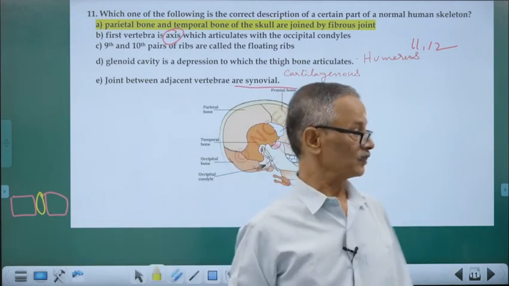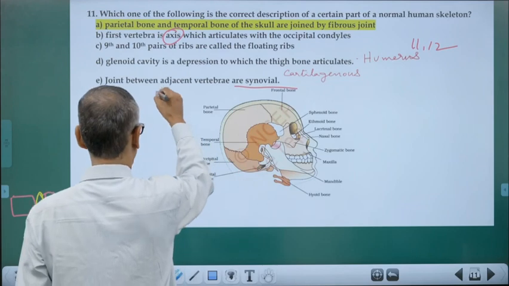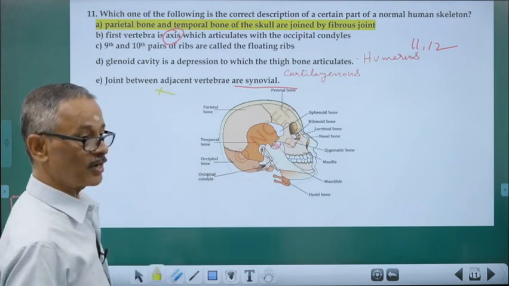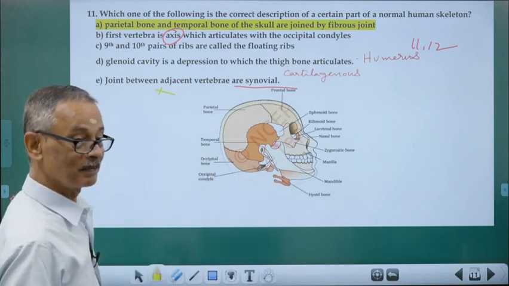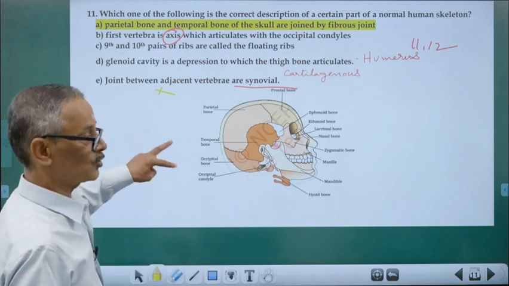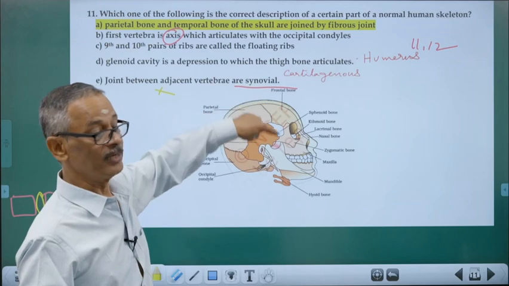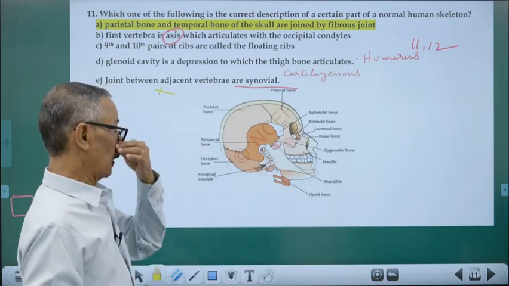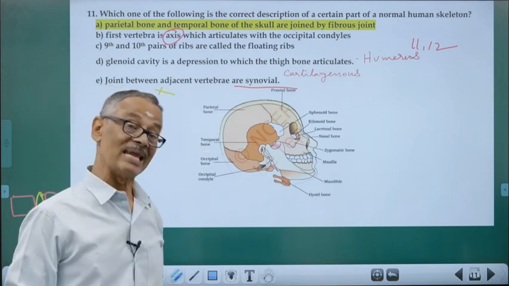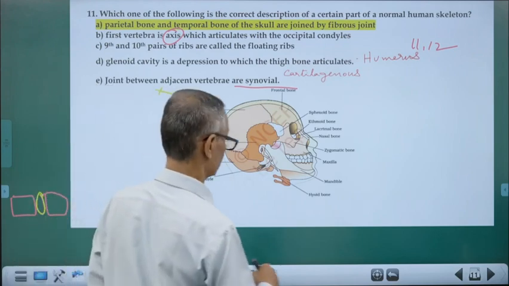Cartilaginous joints, so that is also wrong. Cartilaginous joints are also called by the name amphiarthrosis. Synovial joints are freely movable, whereas amphiarthrosis are slightly movable joints.